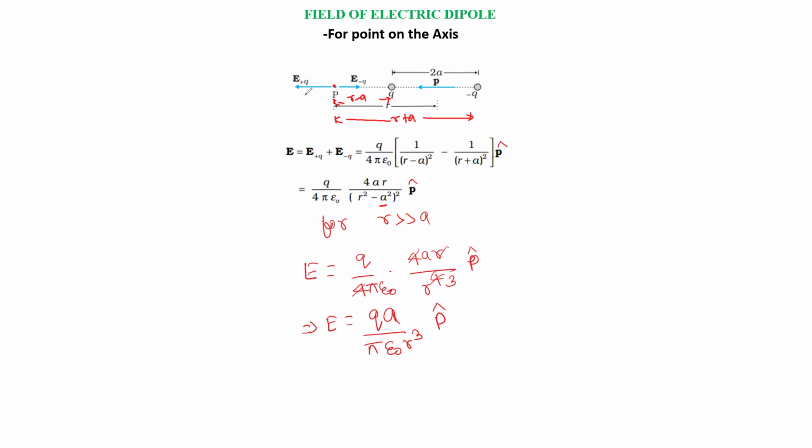So here for +Q, you can see the direction of the electric field, and in case of -Q, the direction of the electric field is opposite to it.